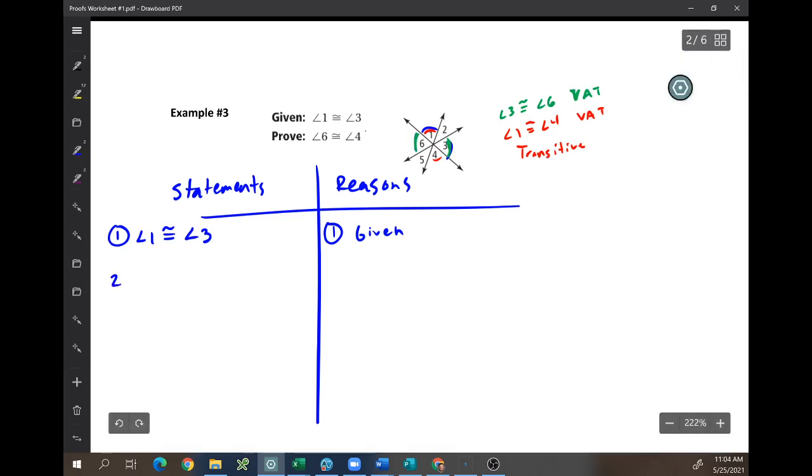So the first thing that I did was I said the vertical angles. So I'm going to say angle 3 is congruent to angle 6. And you can do these at the same time if you want to. So I could say, and angle 1 is congruent to angle 4, right? And I'm just combining them because it's the same theorem. So I have the same reason. But if you wanted to put this in a step 2 and a step 3, you could. So the vertical angle theorem.